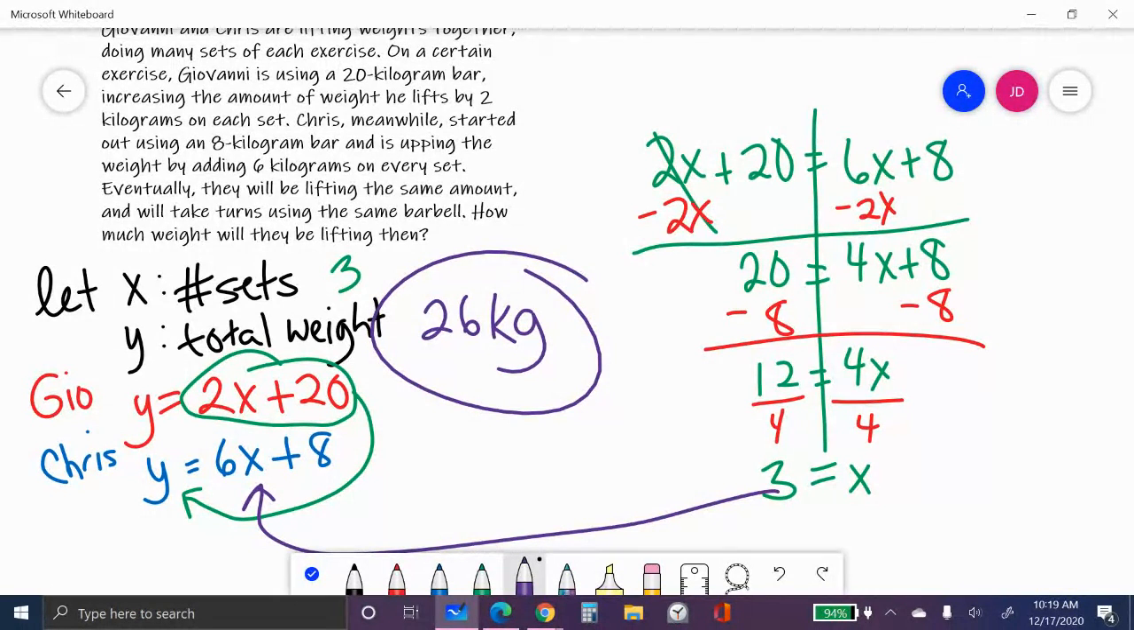So once you establish the system, it's just solving these like you did algebraically before. It's just setting up your let statements and understanding what each variable means and how to create your equations.